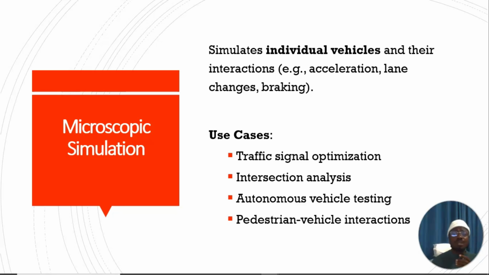And also autonomous vehicle testing. When we want to test self-driving vehicles, we do not look at it in the general view or on an aggregate view. We look at it based on individual vehicle testing to be able to see how they react and how it works before the implementation. Also, pedestrian-vehicle interaction: having a good understanding of how vehicles and pedestrians interact and work together in a road system or at a traffic intersection.